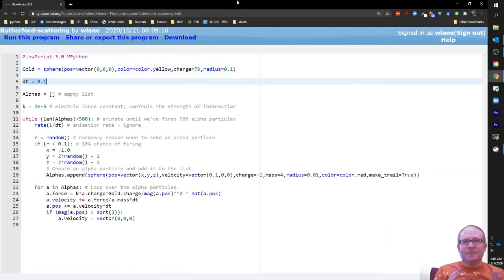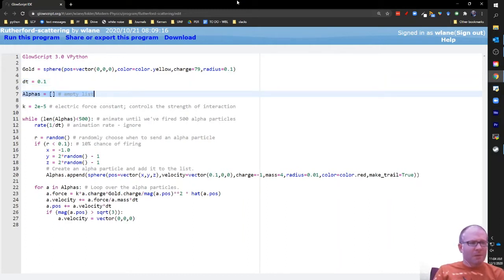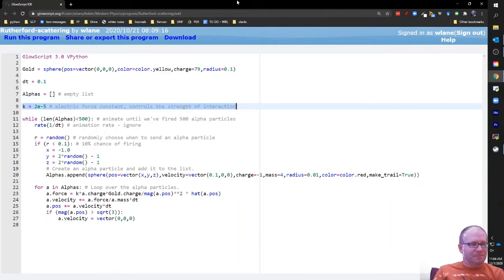We set up our time step here. I know I've said this in almost every video so far, but the time step is just a small step forward in time. It just has to be a small number. There's not some magic value for it. Here's where we're going to keep track of our alpha particles. We're going to send in a shower of alpha particles at this gold nucleus. Here we set the electric constant K. This is 1 over 4 pi epsilon naught. It's in units of e, the fundamental charge. So instead of coulombs, it's got e's.